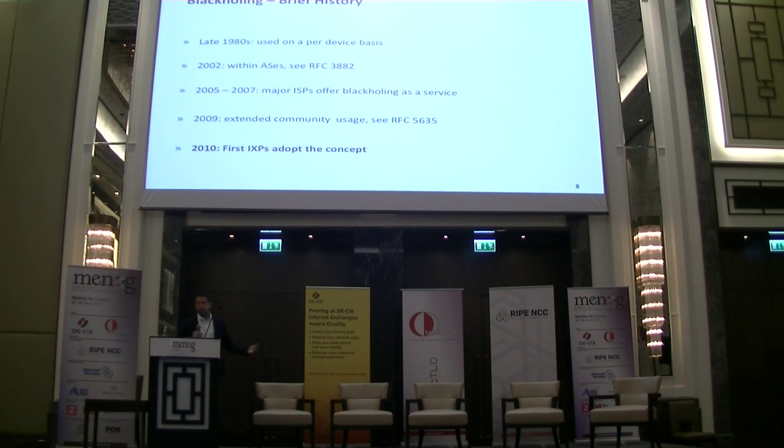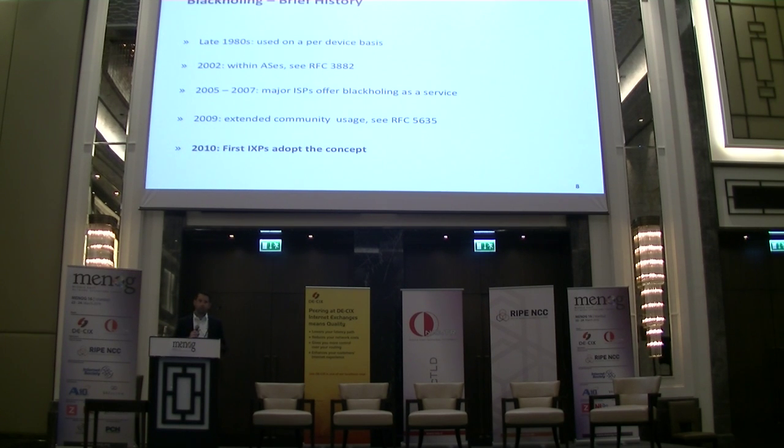So now we understand the basic working of blackholing. I'd like to just give you the development in this area over the past 30 years. First, blackholing was used on a per device basis, so single devices were configured to drop certain packets. You can imagine this as an ACL configuration or something like that. First standardization started in 2002 with RFC 3882, and there was a measure proposed where you can centralize this process and manage it from a central position within your network.